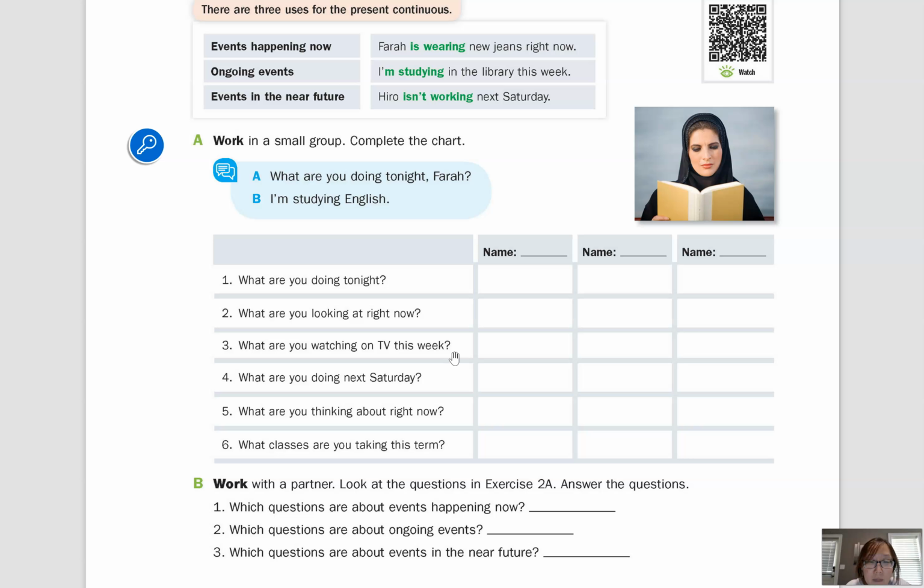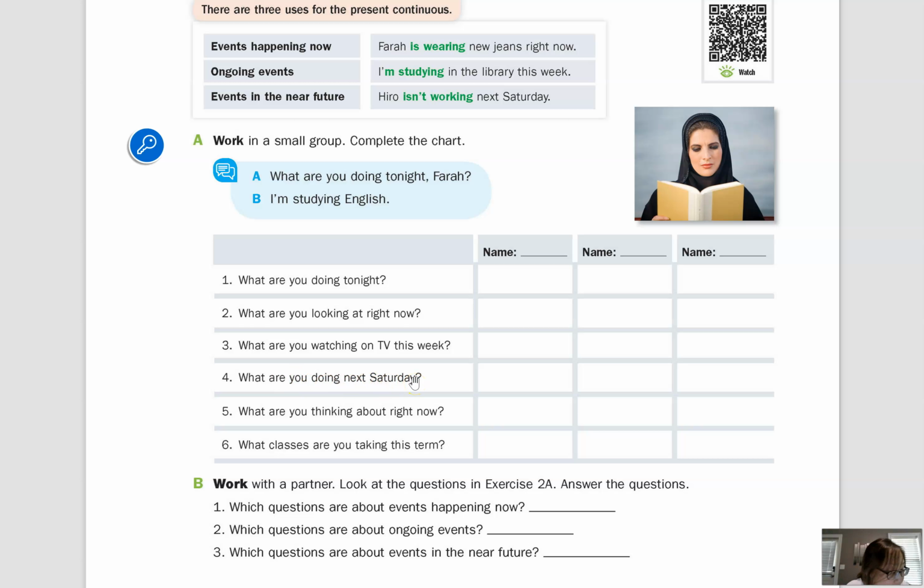Okay, so we can use phrases like this week, this summer, this term, and then number 6, what classes are you taking this term? So also ongoing. And then number 3, which questions are about events in the near future? Okay, so we can see phrases like soon, or next week, or next month. So let's look here. What are you doing tonight? This is near future, very near future. So number 1, and then we can also see next Saturday. So what are you doing next Saturday?